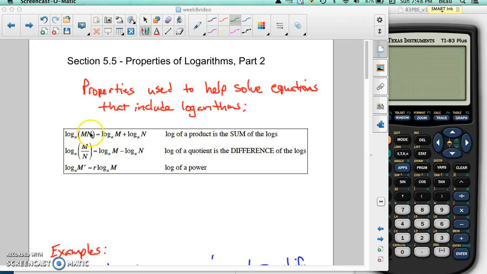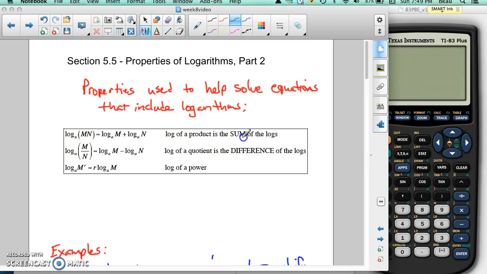So a product inside a logarithm is the same as adding the individual values that are the factors here. I guess we would say m times n. The factors m and n are taken, we take the logs and we add them together. So that's a sum problem. That's a sum problem of logs. So a product is a sum.